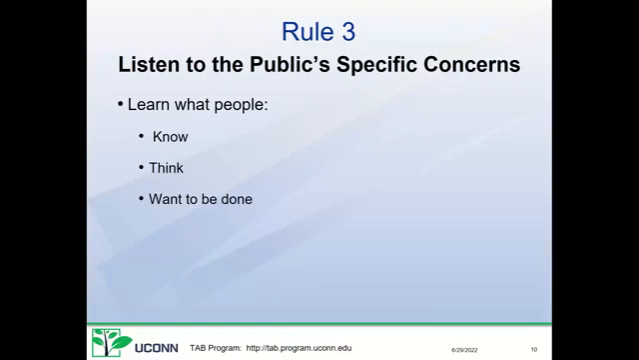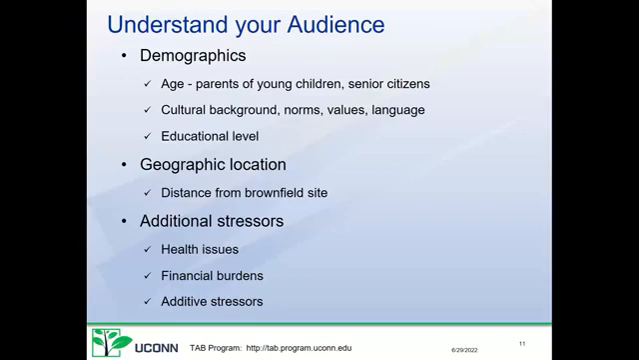For Rule 3, you'll want to listen to the public's specific concerns. So learn what people know, what they think, and what they want to be done. You'll want to get to know your specific audience. Some of these things may seem obvious, but consider them as they relate to environmental justice. So think of the demographics, so the age of the participants. Do they have young children? Are they senior citizens? What's their cultural background, the educational level, the geographic location?